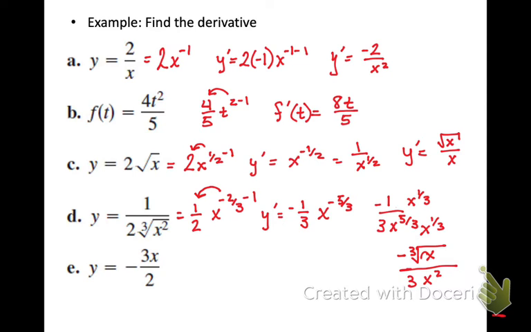Why did you add the 1/3? Because you can't leave the radical in the denominator. Oh, so that's the rationalizing. You're rationalizing it.